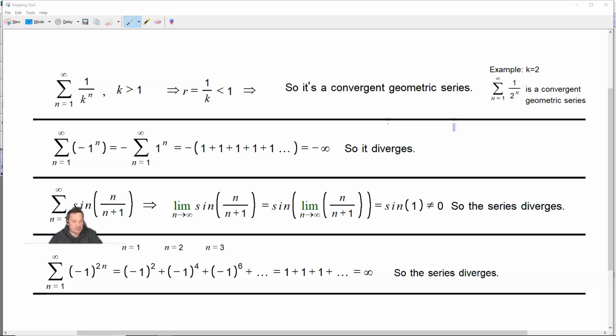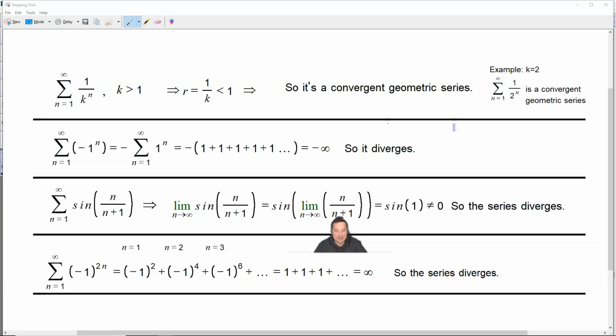Okay, for the next one, it's going to go from 1 to positive infinity, and the term is sine of n over n plus 1. So again, the way to think about it is you want to take a look at the limit of the nth term, so to speak, and see whether it's converging to 0 or not. So in this case, let's take a look. The limit as n approaches positive infinity of sine of n over n plus 1. The sine function is continuous. That basically means you can slip the limit inside it. So it becomes sine of the limit as n approaches positive infinity of n over n plus 1.